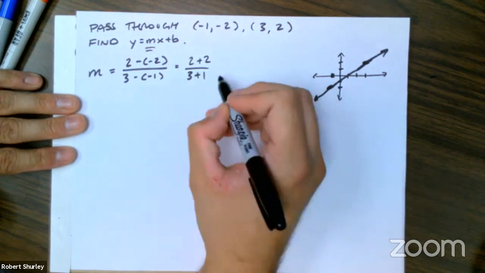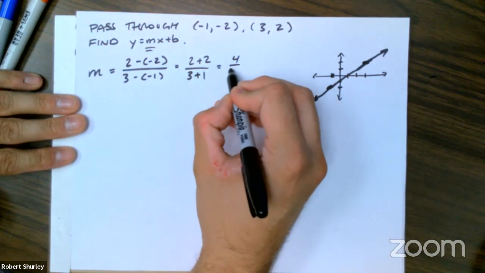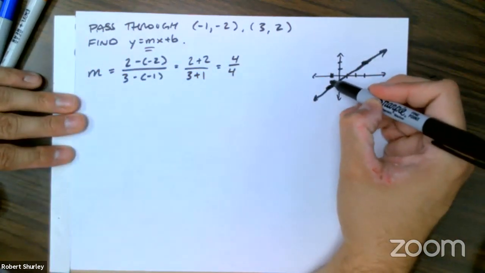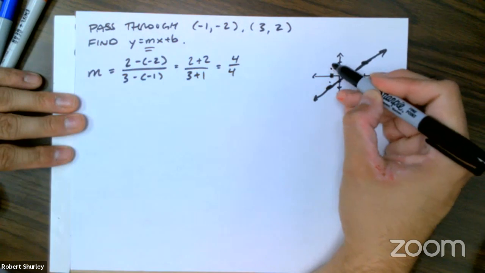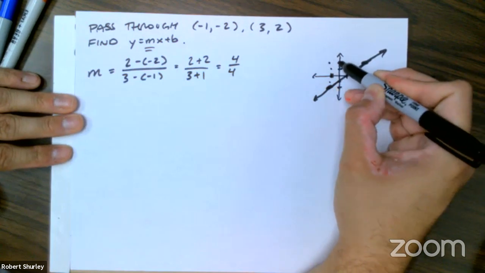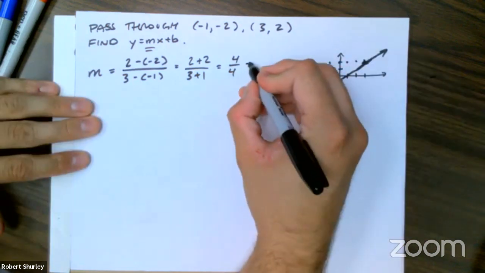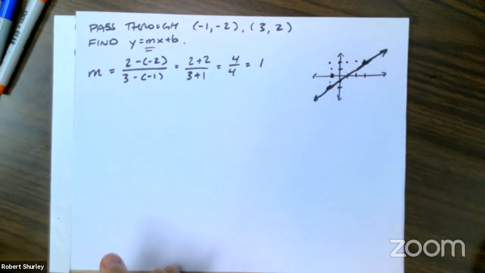Okay, 2 plus 2 over 3 plus 1, that's 4 over 4. So if we had done this by hand, we would have gone up 4, 1, 2, 3, 4, and then over 4, 1, 2, 3, 4, right? So up 4 over 4 simplifies just to +1. That's kind of nice.